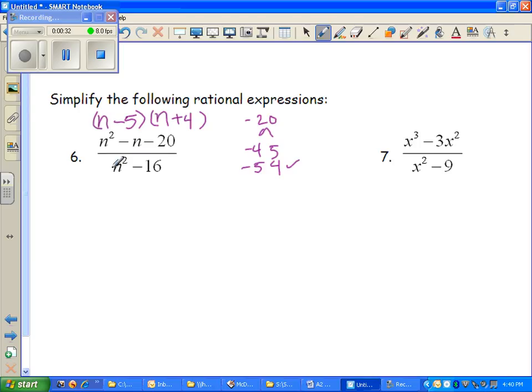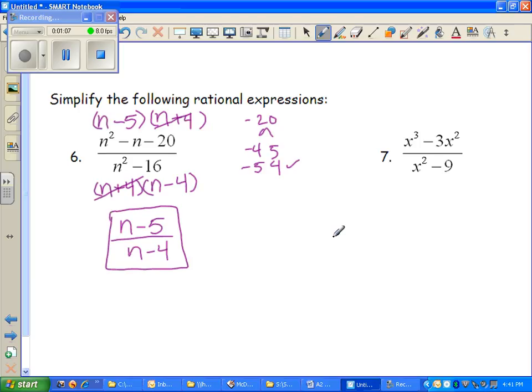On the denominator, I have the difference of squares, so I need to factor this. Remember, there's no middle term here, so one needs to be plus and one needs to be minus, and they need to be identical. So it's going to be n plus 4 and n minus 4. Now that we have both the numerator and the denominator factored, we're going to reduce. The n plus 4 on the numerator and the denominator can cancel. And then my answer will be n minus 5 over n minus 4 for number 6.